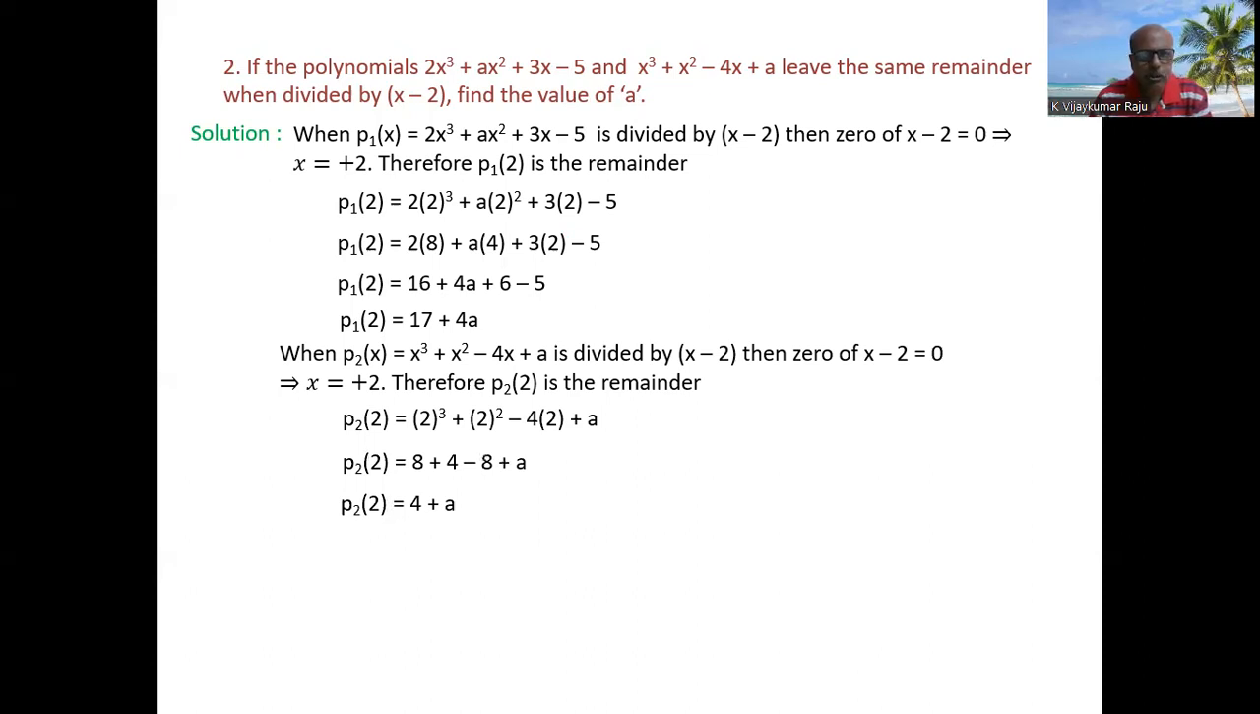But it is given that the two remainders are the same. Let's equate P1(2) and P2(2), because both are equal. So let's put the values. 17 plus 4a is the first answer and 4 plus a is the second answer. They are equal. Let's take a to this side and 17 to this side. 4a minus a is equal to 4 minus 17. 3a is equal to minus 13. a is equal to minus 13 upon 3.